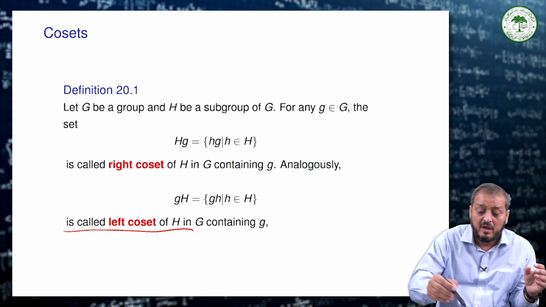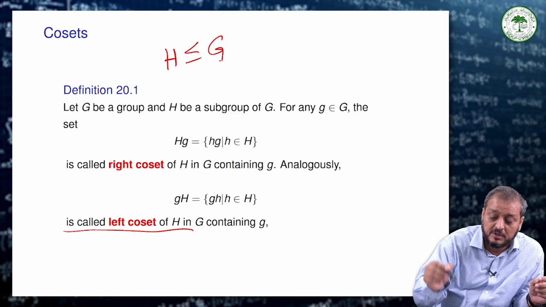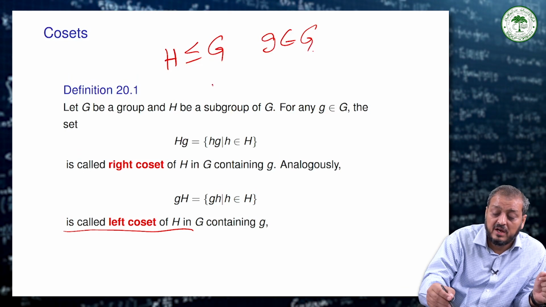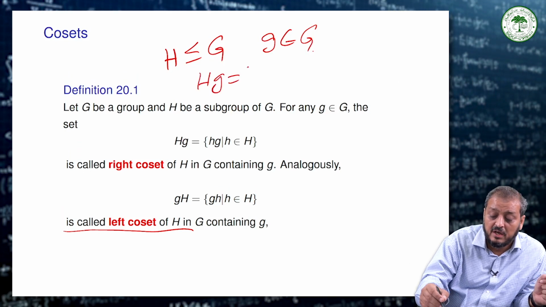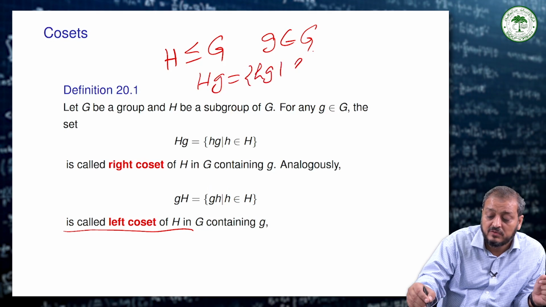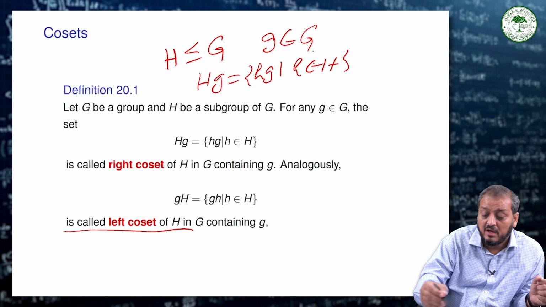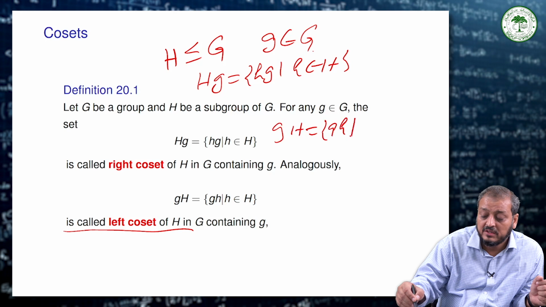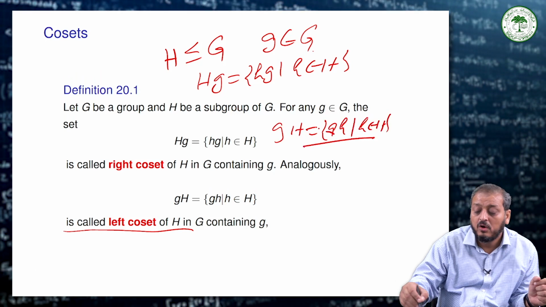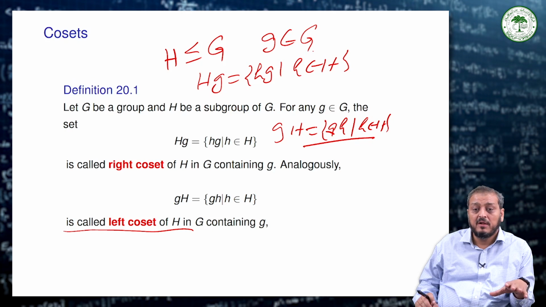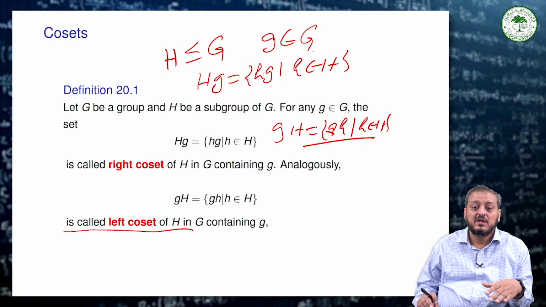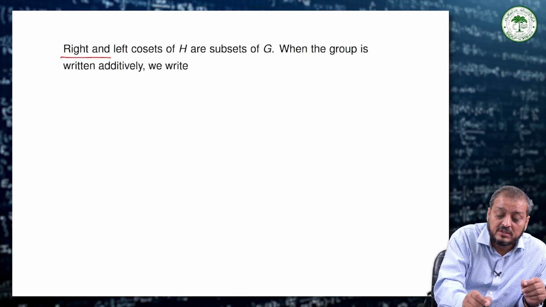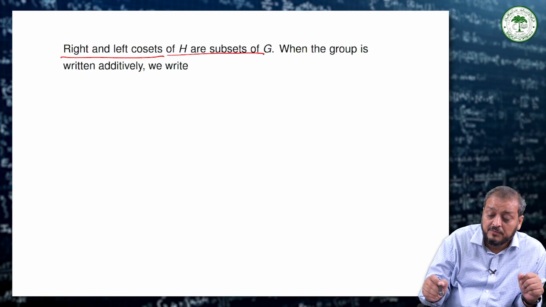So, we have H, a subgroup of G, and any element g of G. Then simply we can say that Hg is a right coset, the elements of the form hg where h is an element of H. Similarly, gH is the set of elements gh such that h is an element of H. These are the left cosets and the right cosets. Right and left cosets of H are subsets of G.